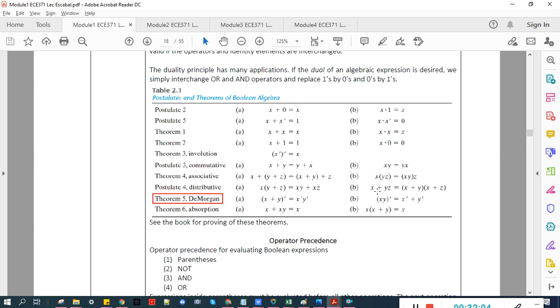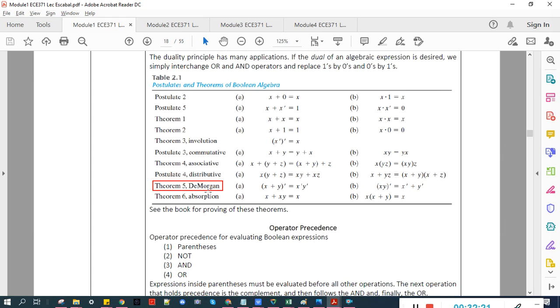This, we have already discussed. X or yz, we distribute the or, so it becomes x or y dot x or z. This is applicable and true for Boolean algebra. De Morgan's theorem, this is one of the most useful theorems in Boolean algebra.